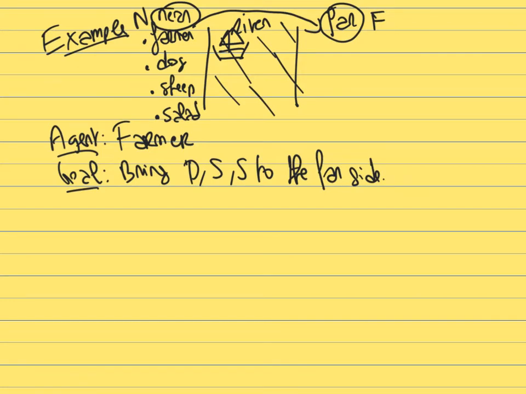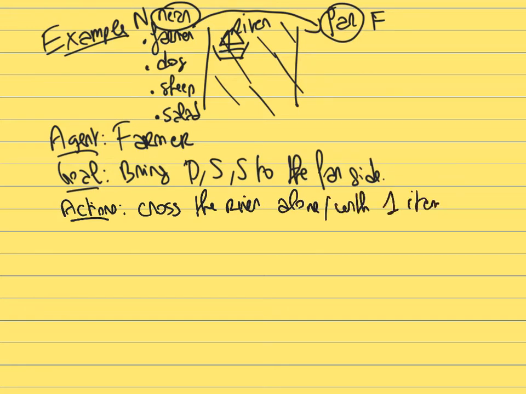So then, in order to achieve this goal, in order to accomplish this objective, you can take a given number of actions. So the agent can execute a given number of actions. In this case, the action that the farmer or the agent can perform is to cross the river with its boat, either alone or with one item. So only one item at a time. Otherwise, the boat would sink. So it can only take one item at a time.